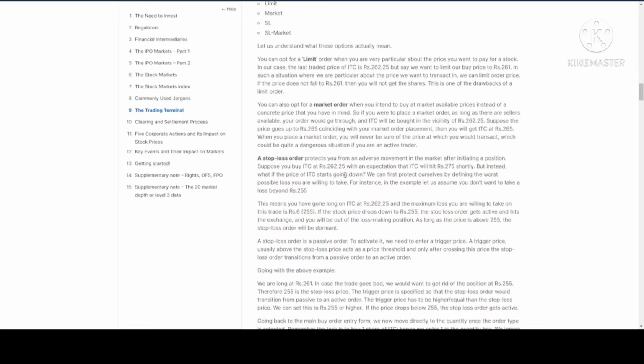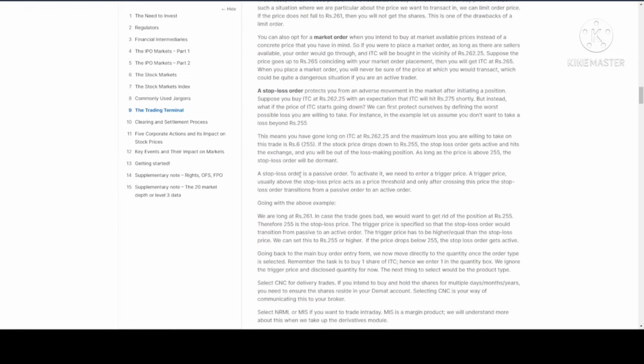If the stock price drops down to rupees 255, the stop loss order gets active and hits the exchange, and you will be out of the loss making position. As long as the price is above 255, the stop loss order will be dormant. A stop loss order is a passive order. To activate it, we need to enter a trigger price.